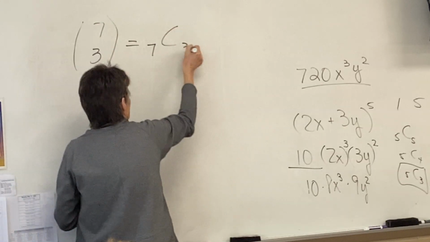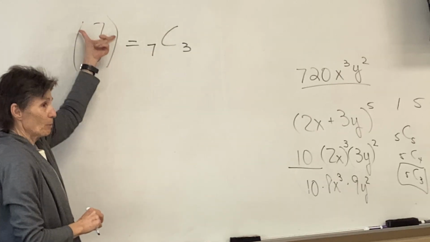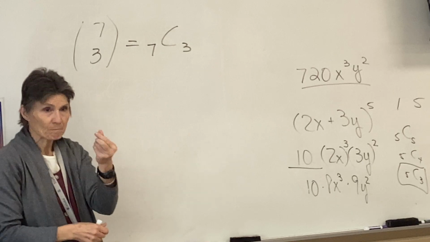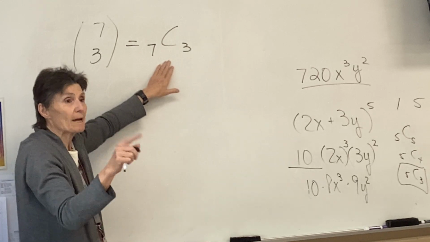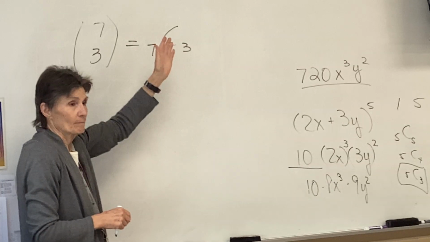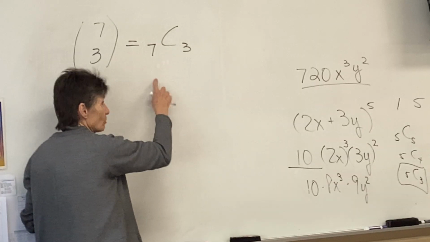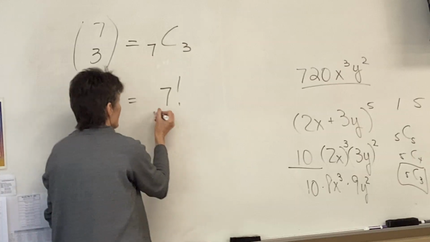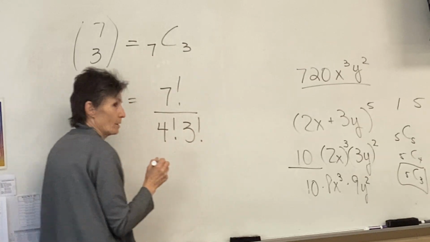This notation means this. So that's the first thing you have to know. When you have a big parentheses and numbers written vertically like that, that's a combination. You could type that in on your calculator, 7C3, and get whatever it is. The formula for 7C3 is 7 factorial over 4 factorial, 3 factorial.